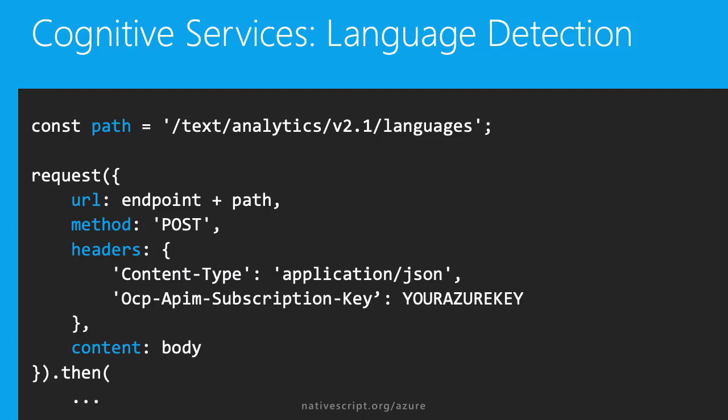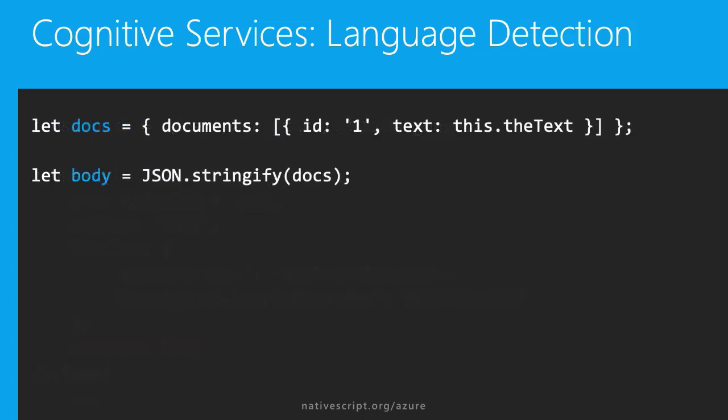And what's that all about? Well, the body is a stringified version of a documents object. This documents object is simply an array of values with ID and text properties. This is what the Azure API is expecting to receive. So you probably guessed right that my text property is simply the text that I spoke in or entered in the text field provided.